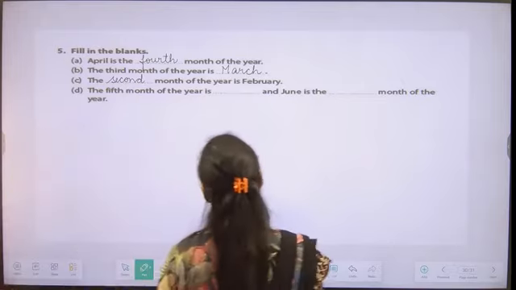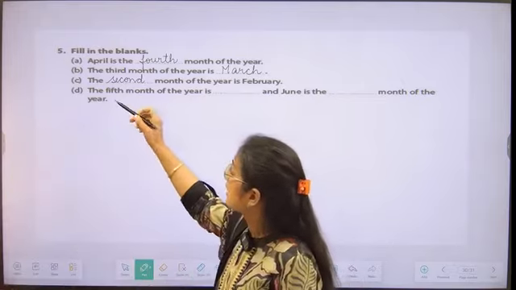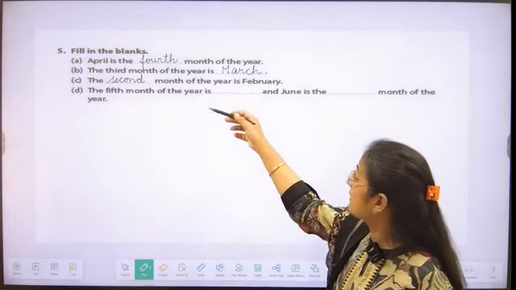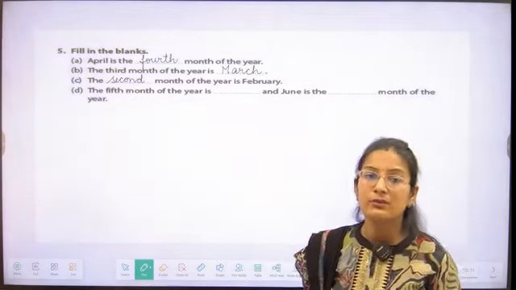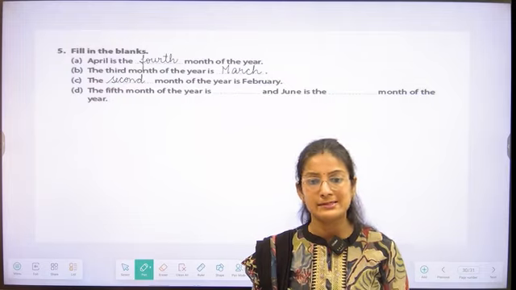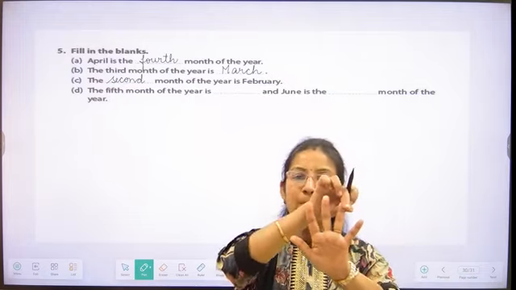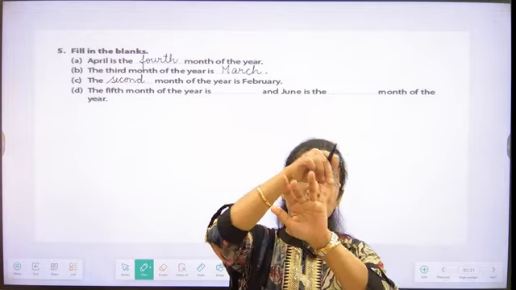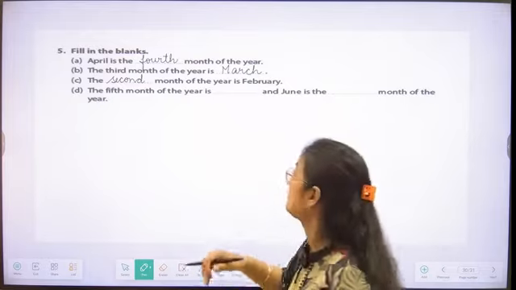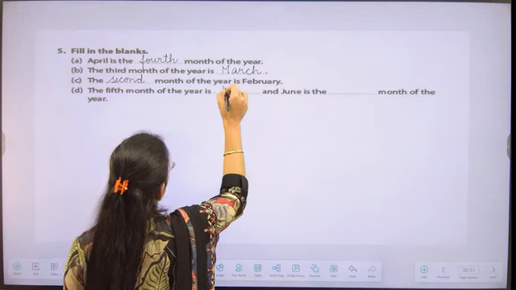Now moving to the next one. The fifth month of the year is dash. Now we have to write the fifth month. Let's start doing it together. January, February, March, April, May. So the fifth month is May, students. So we have to write May for this.